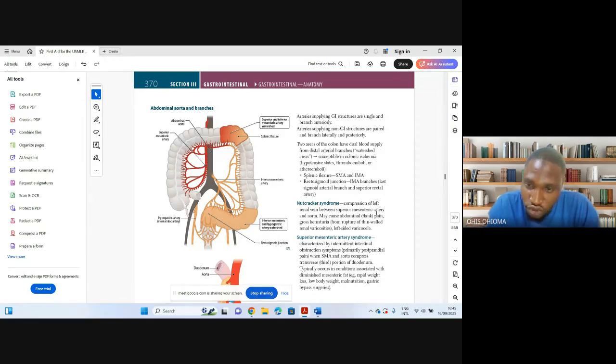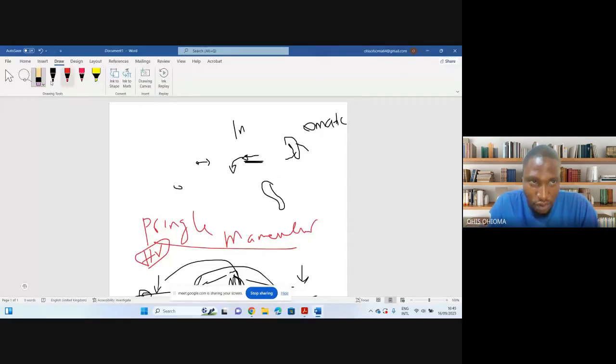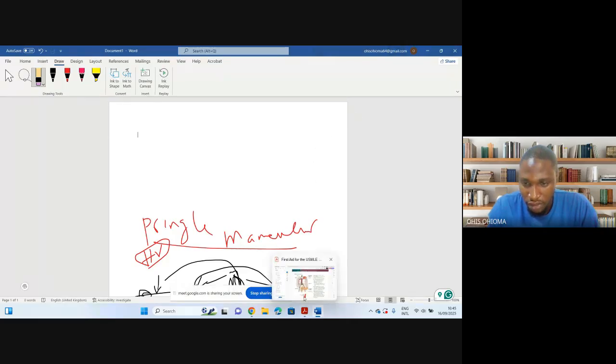And then we have two syndromes that are associated with this: the Nutcracker syndrome and then superior mesenteric artery syndrome. So let me just explain them with a diagram so you can understand what happens here. In the Nutcracker syndrome, what you have basically in the Nutcracker syndrome is, let me explain this like this.